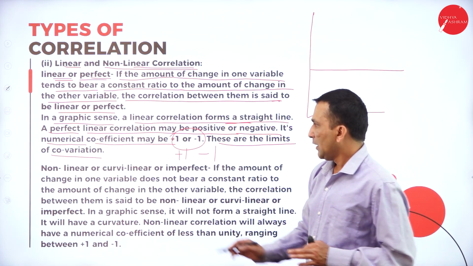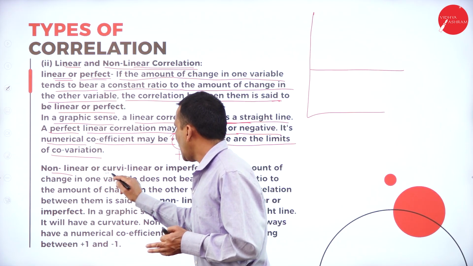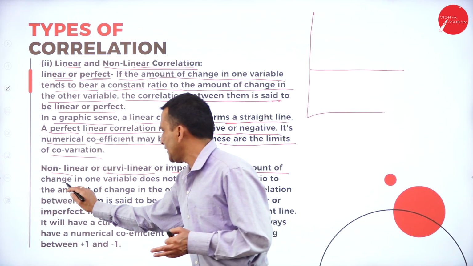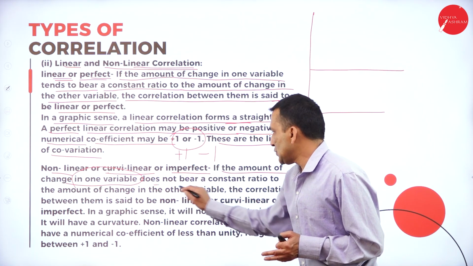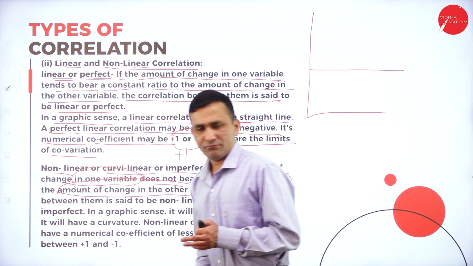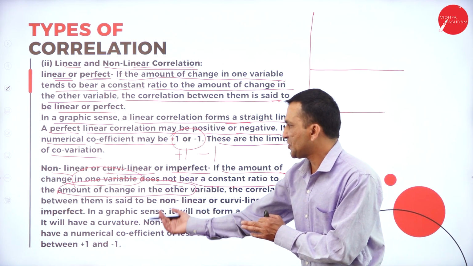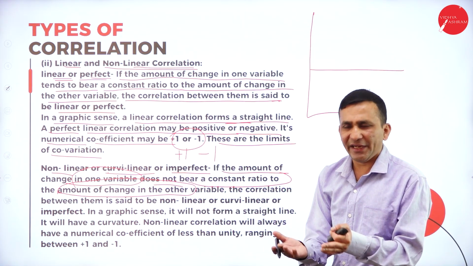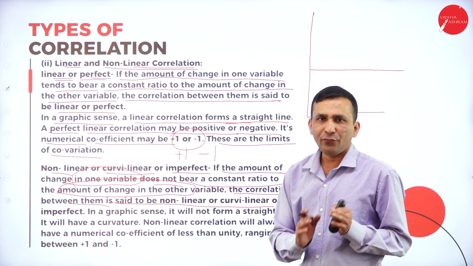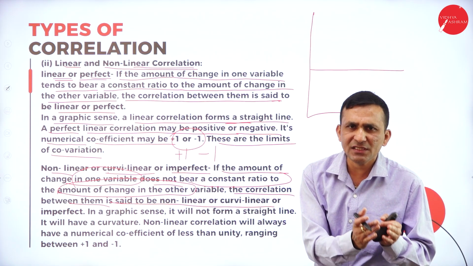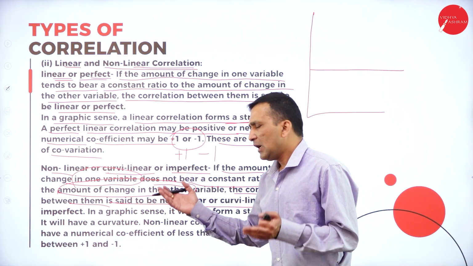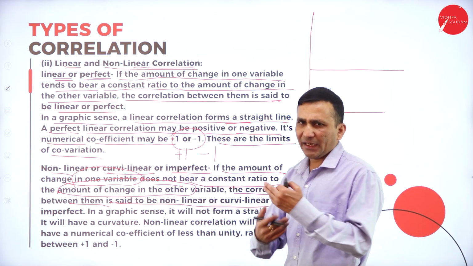Now non-linear, curvilinear or imperfect: if the amount of change in one variable does not bear a constant ratio to the amount of change in the other variable. If one variable changes, the other does not change proportionally. So the relationship between them is said to be non-linear. In a perfect relation, when x changes, y obviously changes too, but here x changes and y may not.